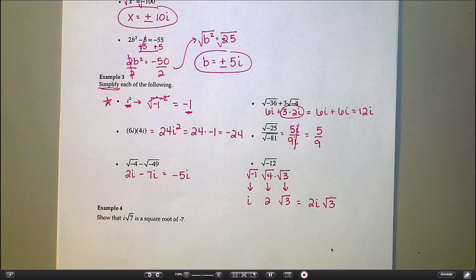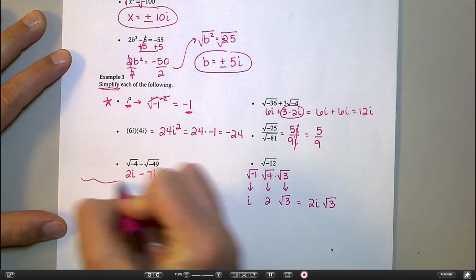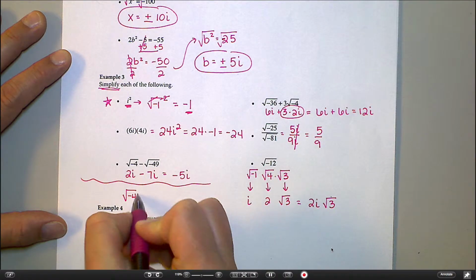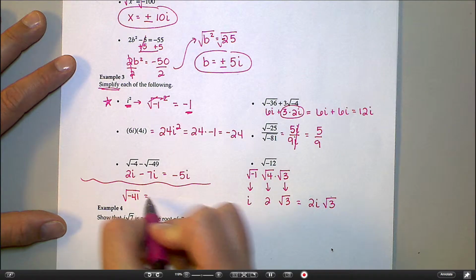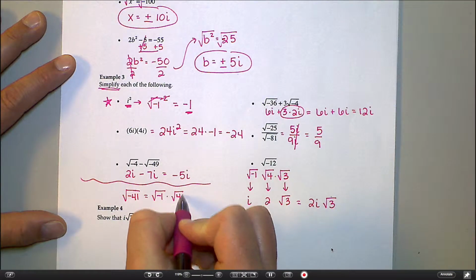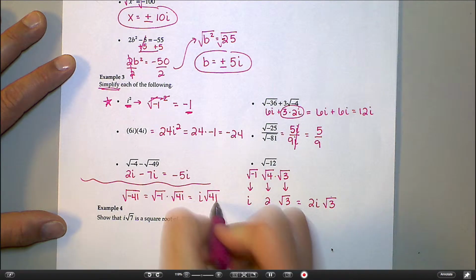Okay, Erica? What if that 12 was a number like 41, where nothing would go into it? Great question. That's a great example. If it was the square root of negative 41, the only thing you could do with that is make it negative 1 times 41, and then you can pull out an i, but then you would just leave the 41 alone.